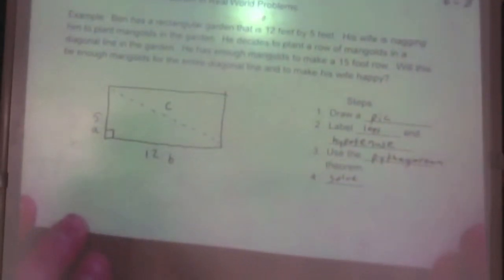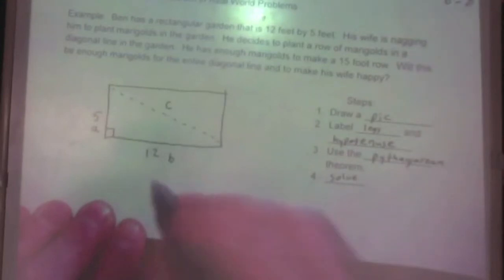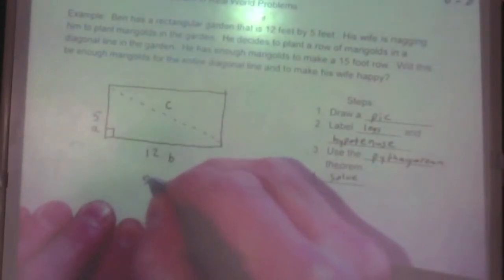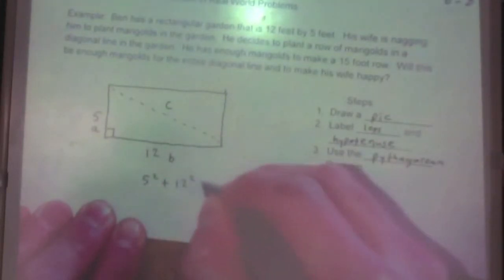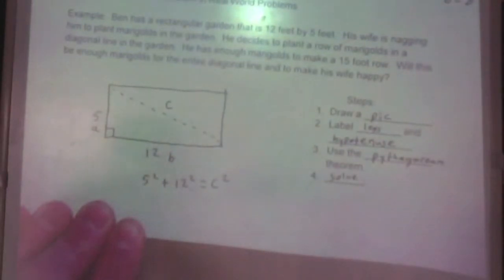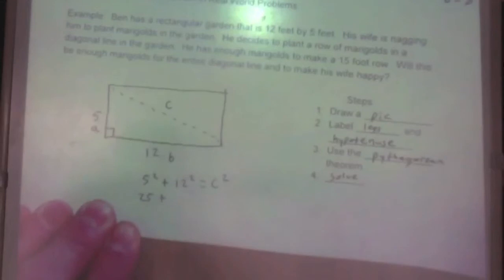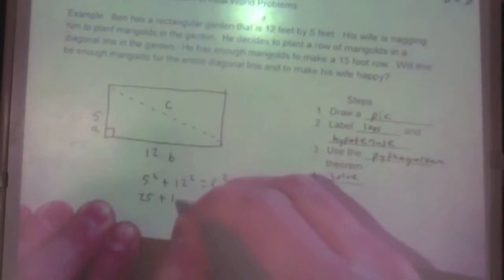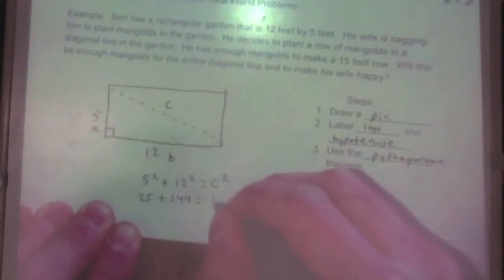All right, so let's take a look at this. We labeled the sides. We're going to get our Pythagorean Theorem set up here. Using the equation up above, a squared, so that's 5 squared, plus b squared, 12 squared, is going to equal c squared. Time to do some math. We're going to get 25 plus 144 equals 169.